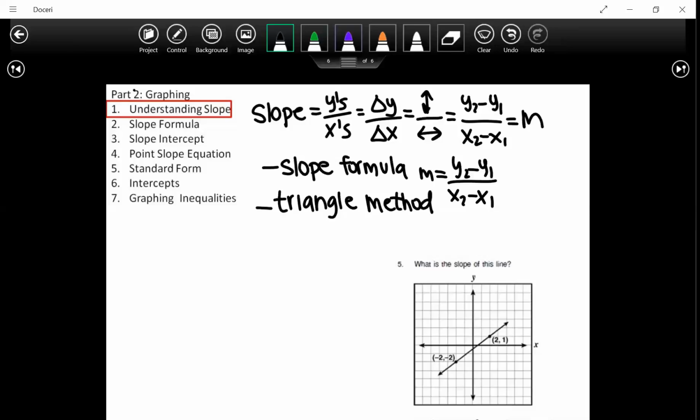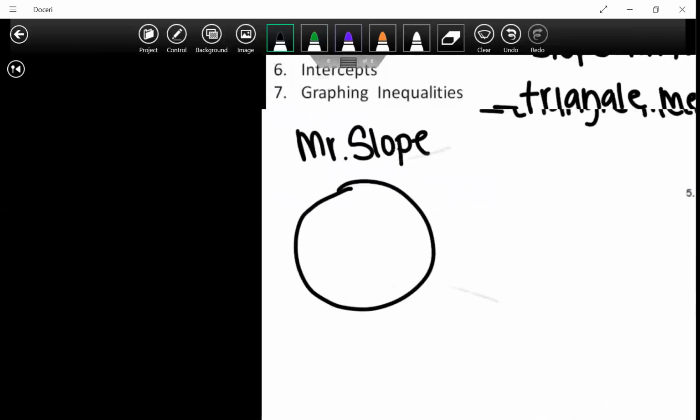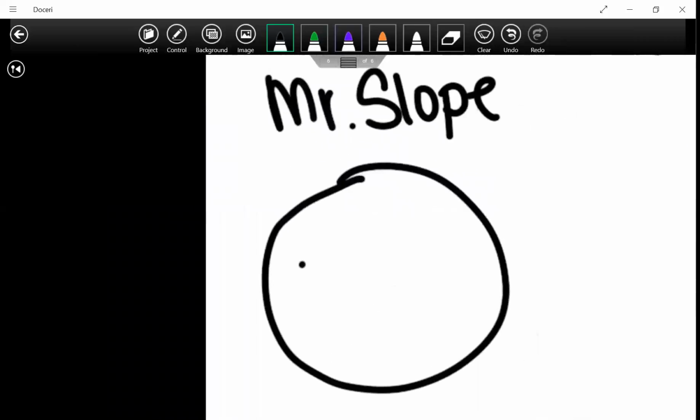When looking at this slope formula, we also talked about Mr. Slope, where he told you that if the arrow was going upwards, it was a positive slope. If the slope was going downwards, it was considered negative.